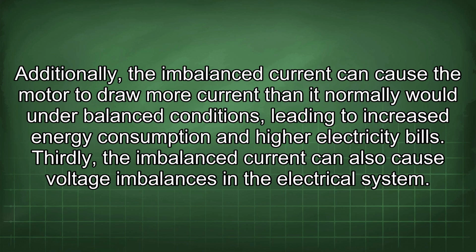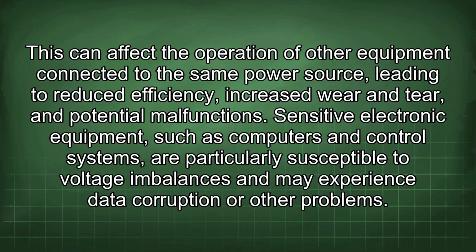Thirdly, the imbalanced current can also cause voltage imbalances in the electrical system. This can affect the operation of other equipment connected to the same power source, leading to reduced efficiency, increased wear and tear, and potential malfunctions. Sensitive electronic equipment, such as computers and control systems, are particularly susceptible to voltage imbalances and may experience data corruption or other problems.